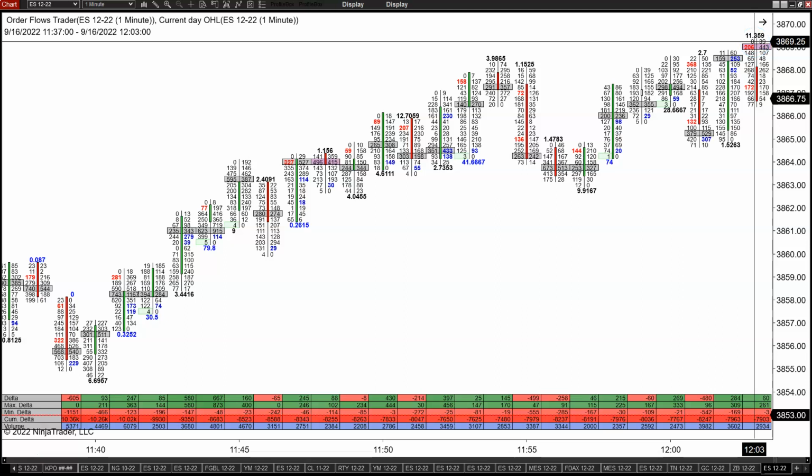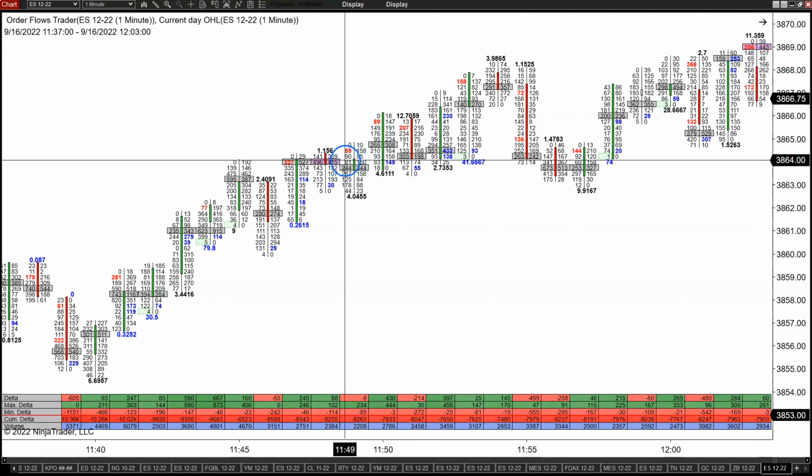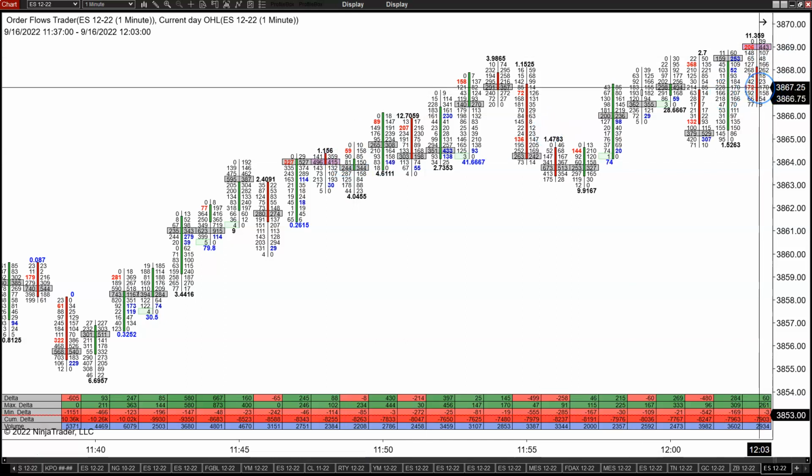So what do you think is more bearish? This bar here or this bar? Well, obviously this bar, right? Because the price action is telling you that selling is coming in late in the bar. That's why I always say, wait for the bars to close.